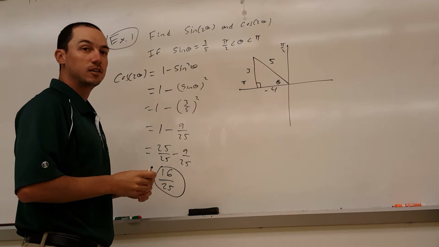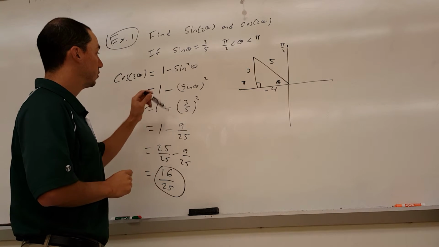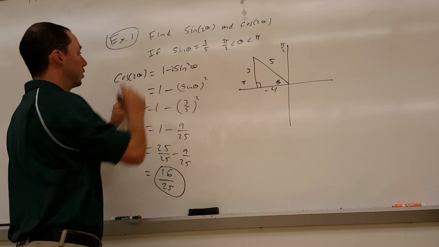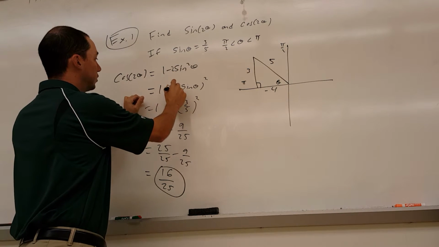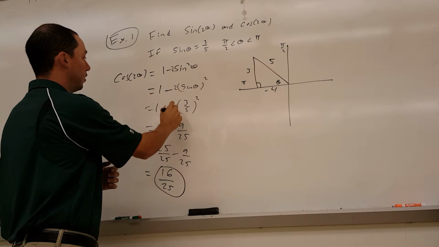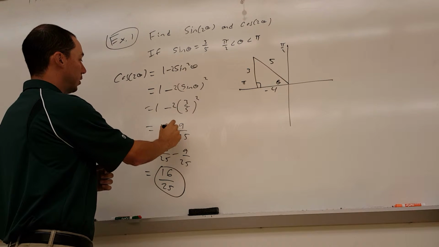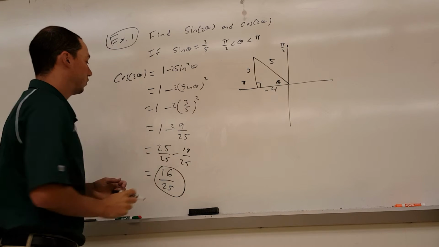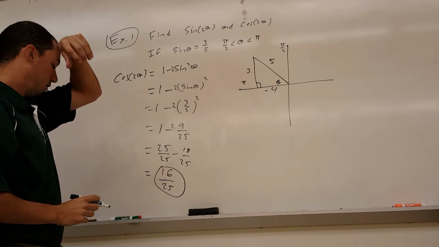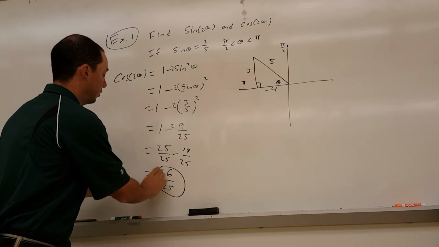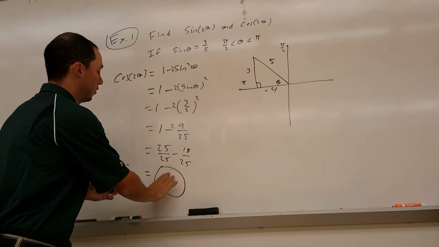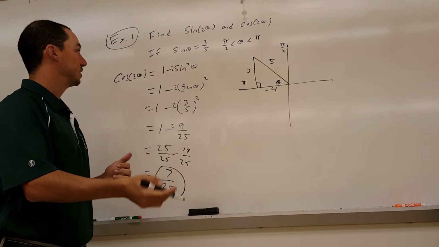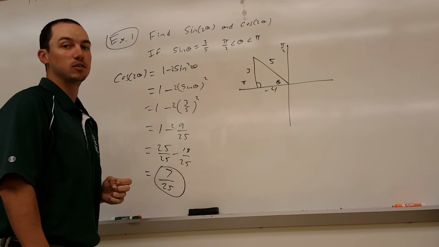I was just checking to see if you were paying attention, and you were, because you let me know that I made a mistake right here. This is 1 minus 2 sine squared theta. 1 minus 2 times sine squared theta, 9 times 2 is 18. 25 minus 18, which gives us 7 over 25. All right, good. Now we'll pause and come back and do it using another cosine form.